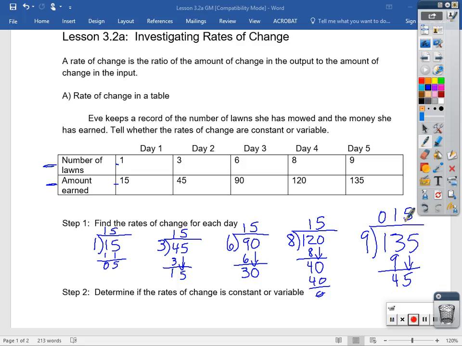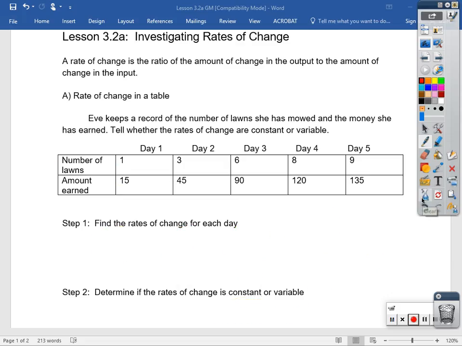All right. So we know our rates of change for each day. And if you notice, they are all the same. So our next step is to determine if the rates of change are constant or variable. I would say that they're constant because that means that they haven't changed. So, constant. Nice. All right. I'm going to clear this one and we're going to go to the next page.